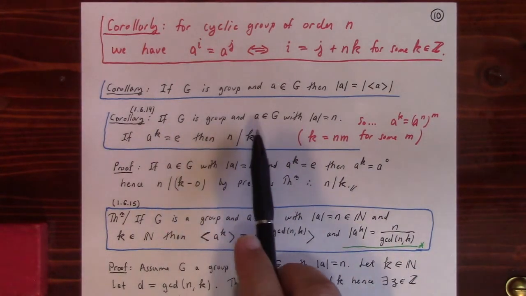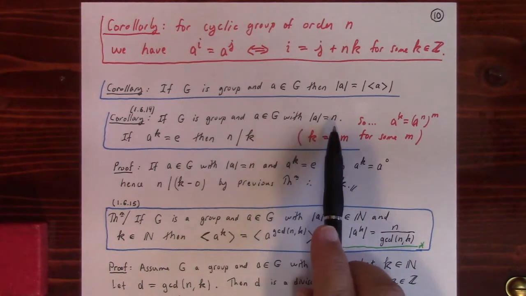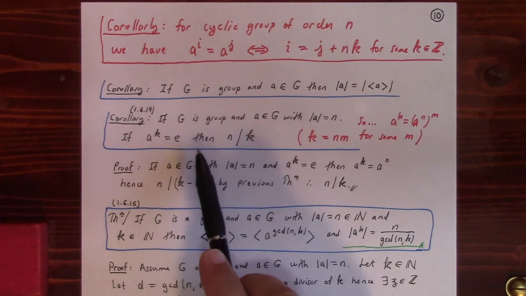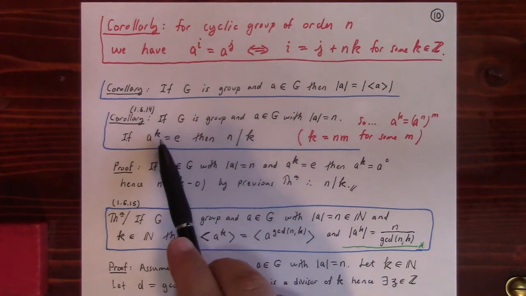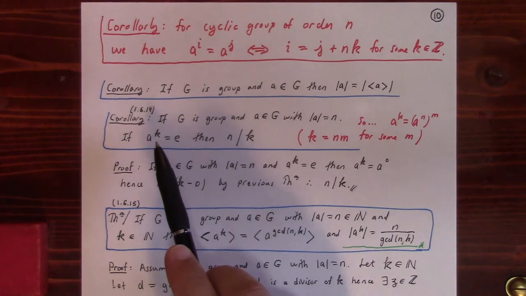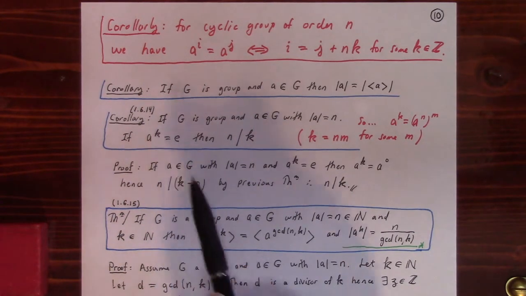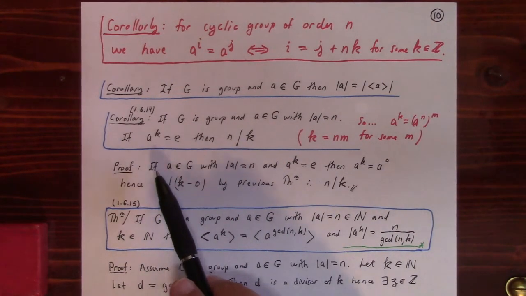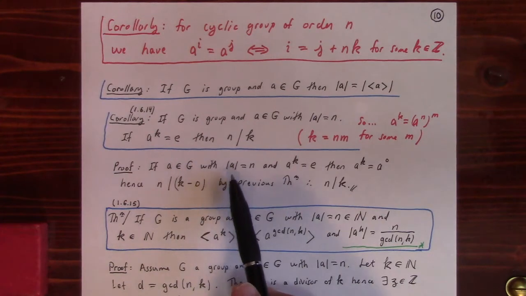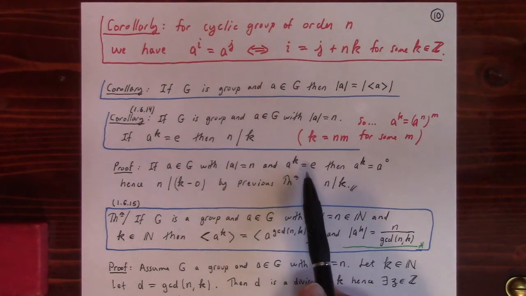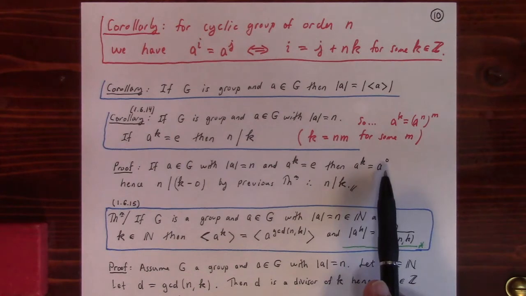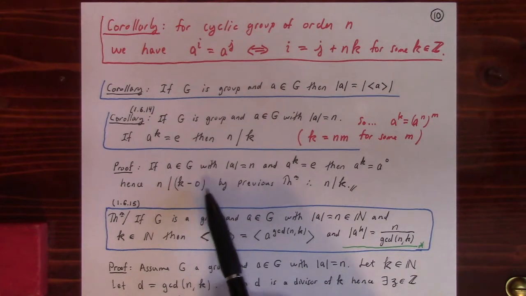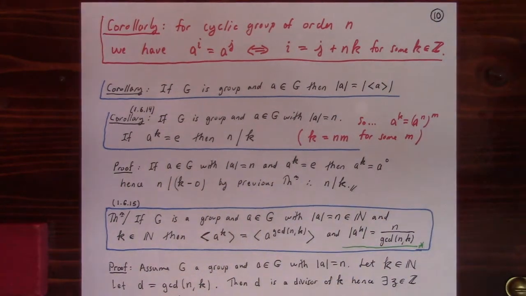Corollary. If G is a group and a is an element of G, with the order of a being n, well then if a to the power k is equal to e, it must be that n divides k. k has to be a multiple of the order of a if a to the power k is equal to e. Alright? Now, the proof is pretty simple actually, because it's a corollary, right? a is in G, the order of a is n, and a to the k is equal to e, and then a to the k is equal to a to the 0, right? But then n must divide k minus 0, hence n divides k. Yay. Alright, that wasn't bad.